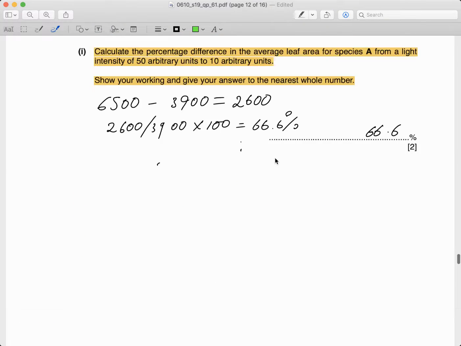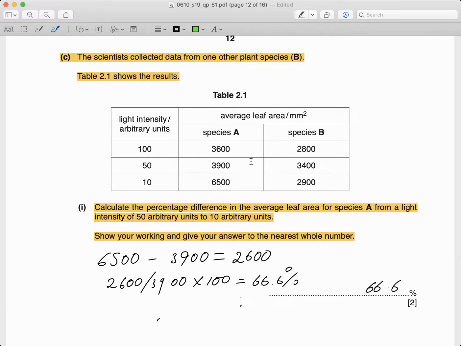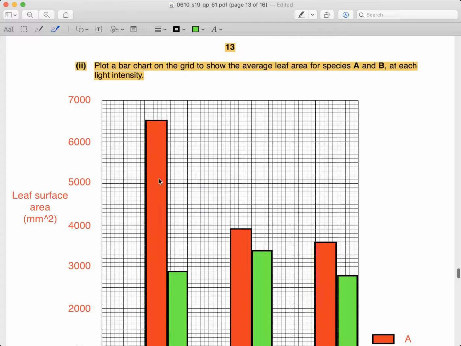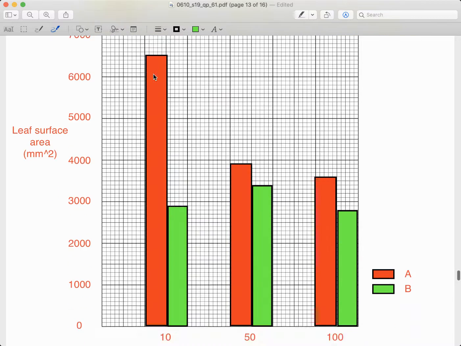But as we're dealing with here, you can clearly tell that we're mainly dealing with categories. We're comparing species A and species B in terms of the leaf area, but we've really got three main categories of 100, 50 and 10 arbitrary units of light intensity. Because we're dealing with categories, we're going to go with a bar chart, and they've told us to go for the bar chart anyway. But it's really important to understand that if they don't give it to you, then you should recognize that sometimes you need to use a histogram for continuous data, and sometimes it's much easier to go for a bar chart for discontinuous data like this.